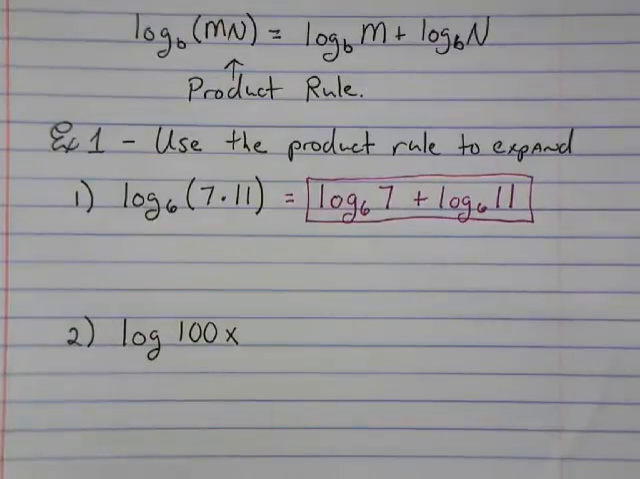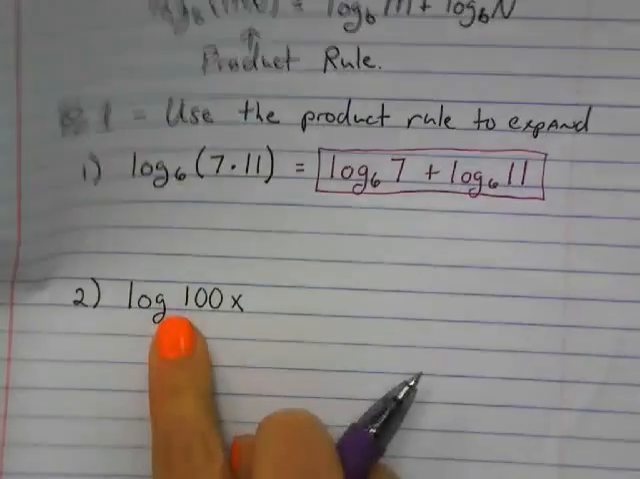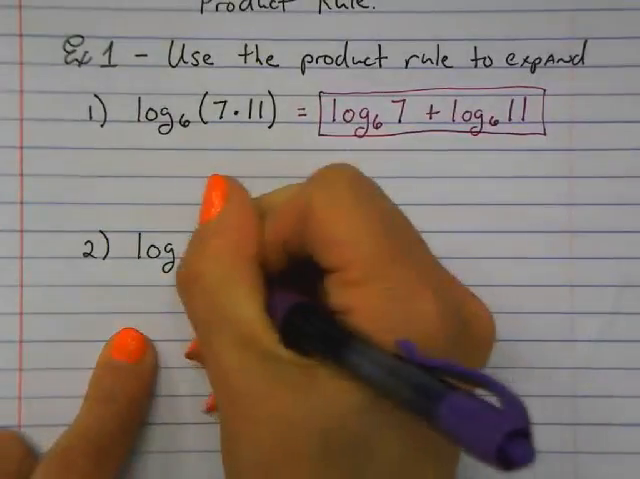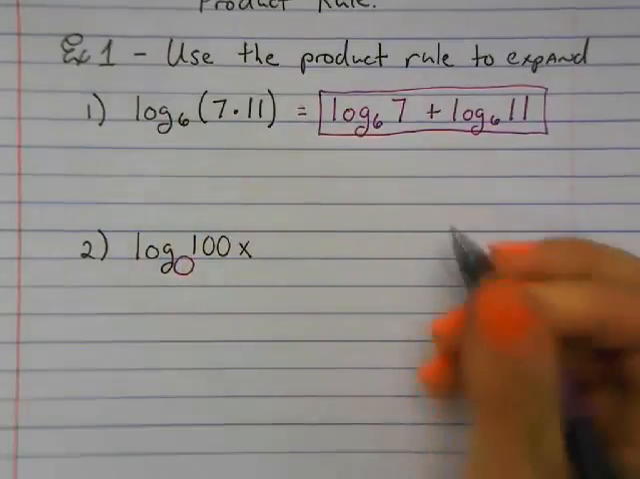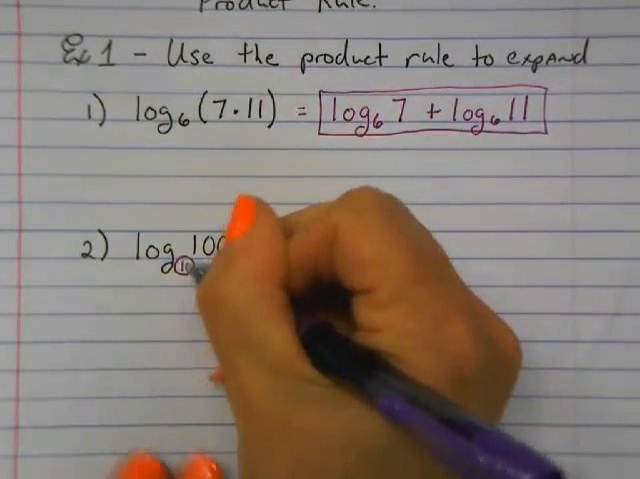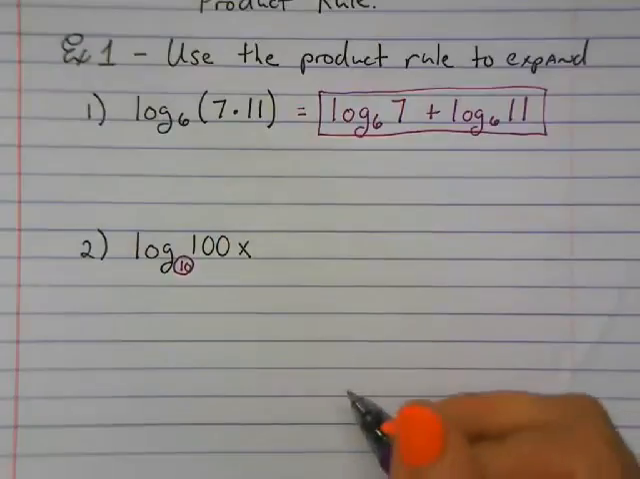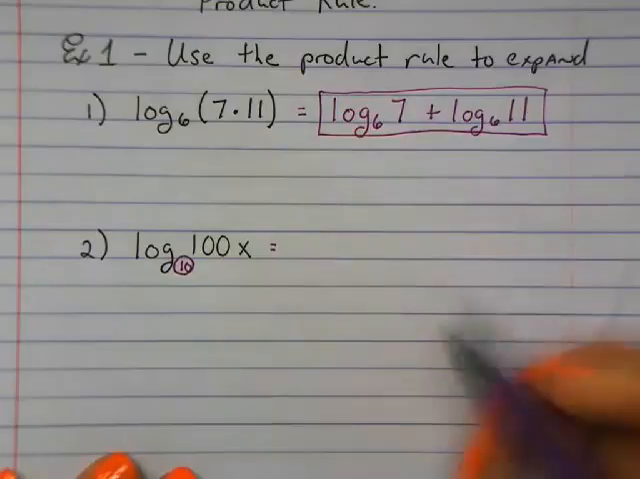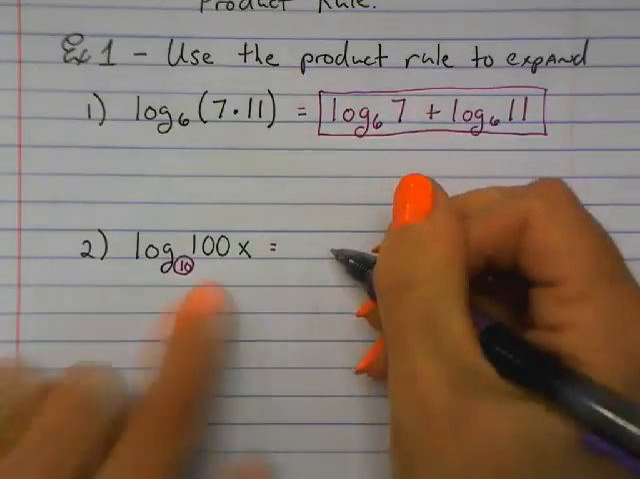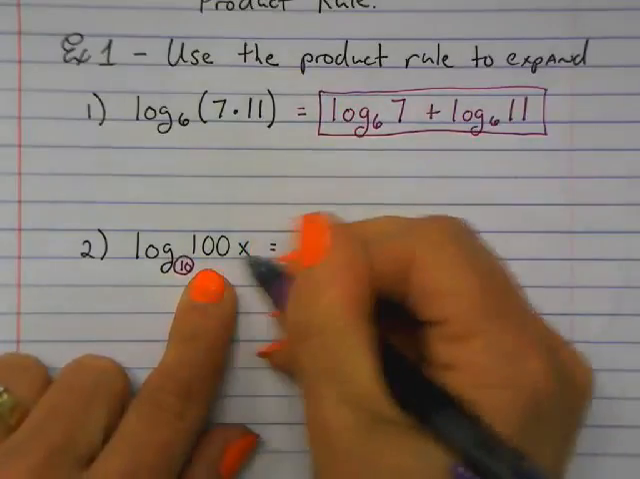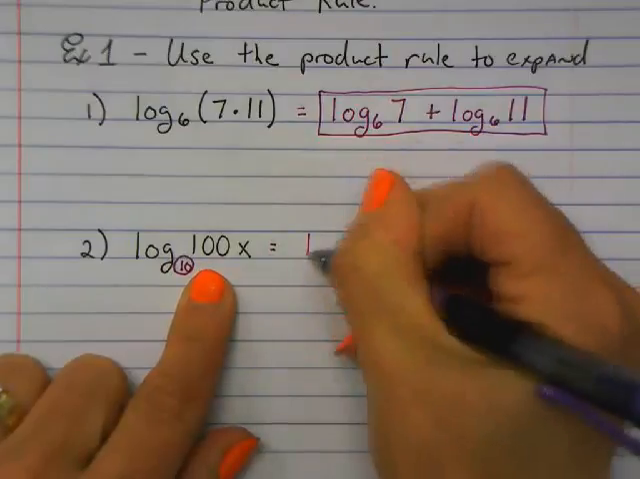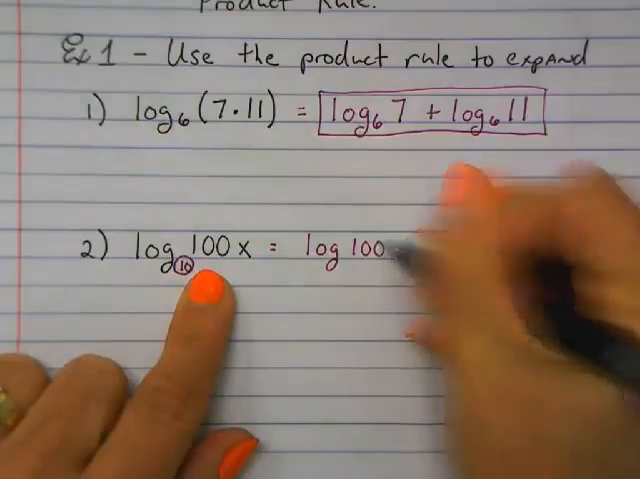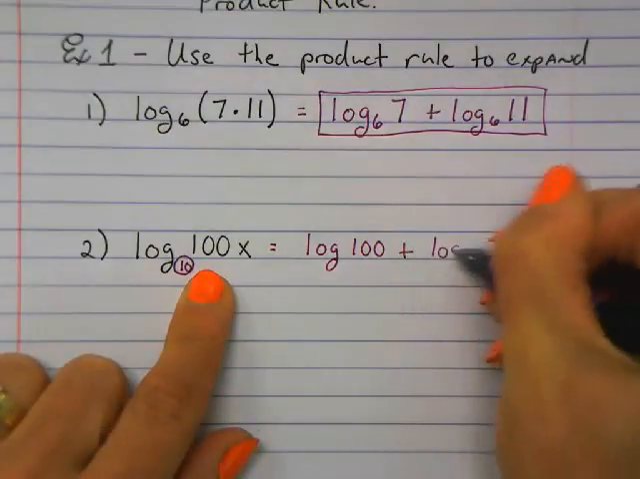So the first thing I want to find out is, do you remember what base this log is in? I'm hoping that you remember that if nothing is there, it's base 10. We just don't like to write it. We live in base 10, which is what our number system is based on. Alright, so again, do you agree that this is 100 times x? So do you agree that I could write this as log of 100 plus log x?